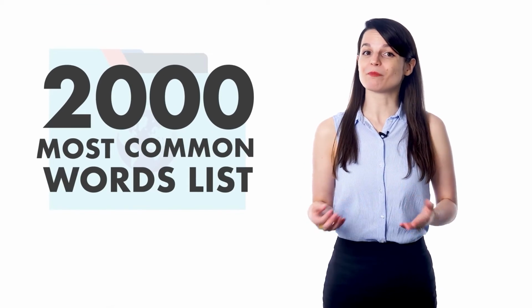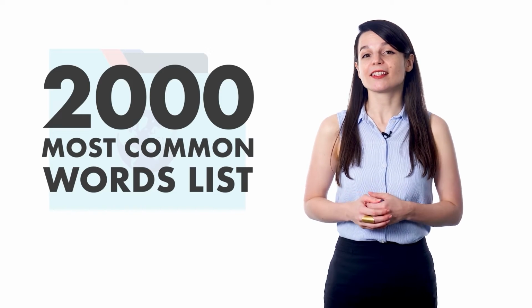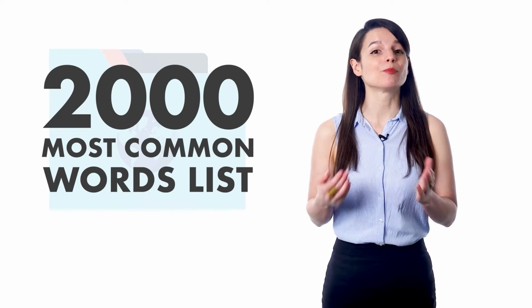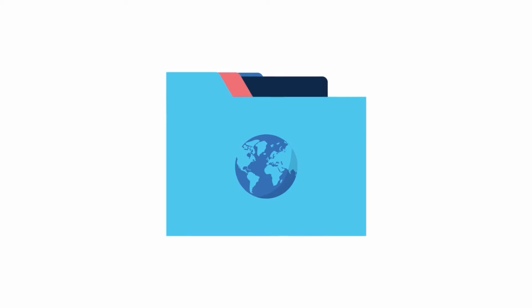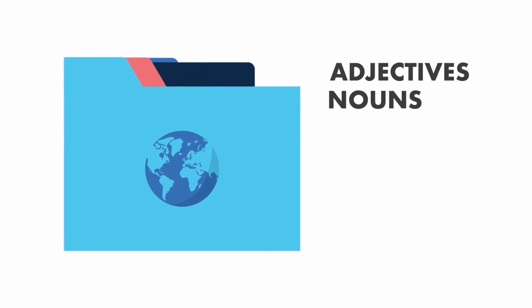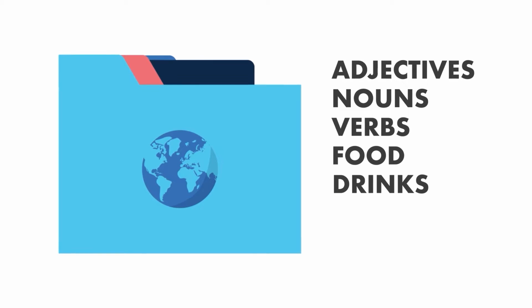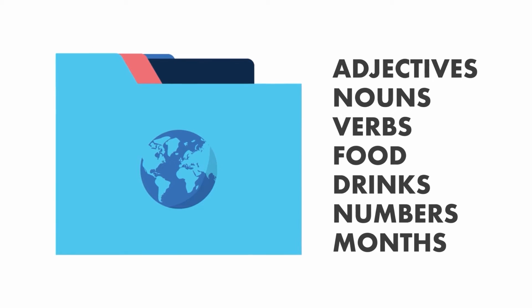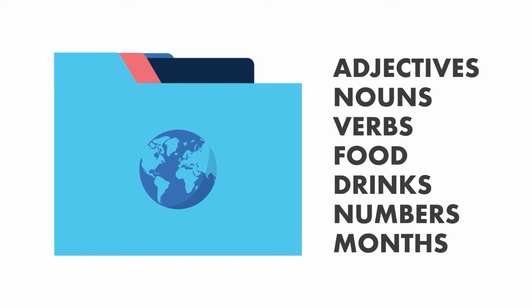With our 2,000 most common words list, you'll get access to key vocabulary words you need to boost your conversation skills. The words are broken down into simple categories, such as adjectives, nouns, verbs, food, drinks, numbers, months, and so on. So you can go category by category and focus on what you're most interested in first.